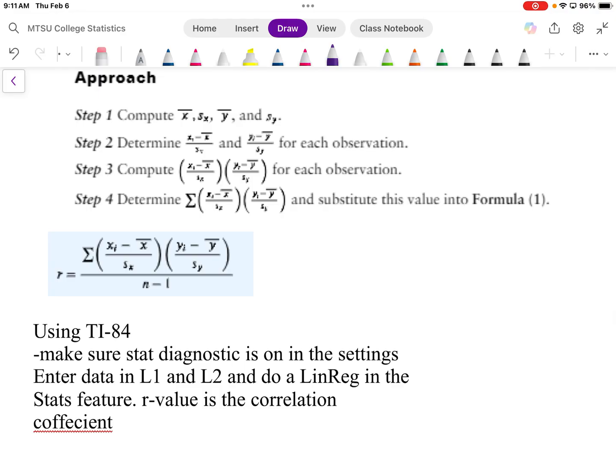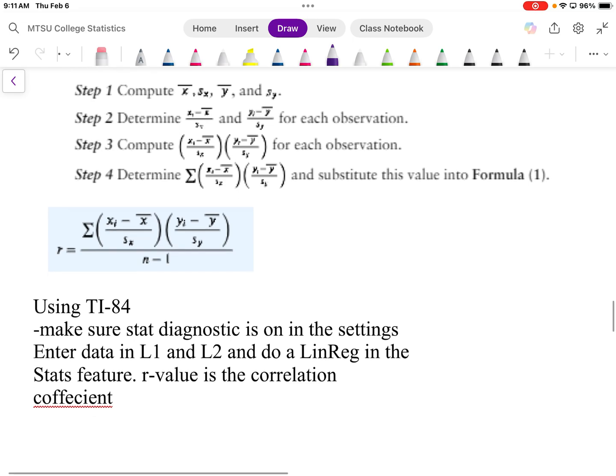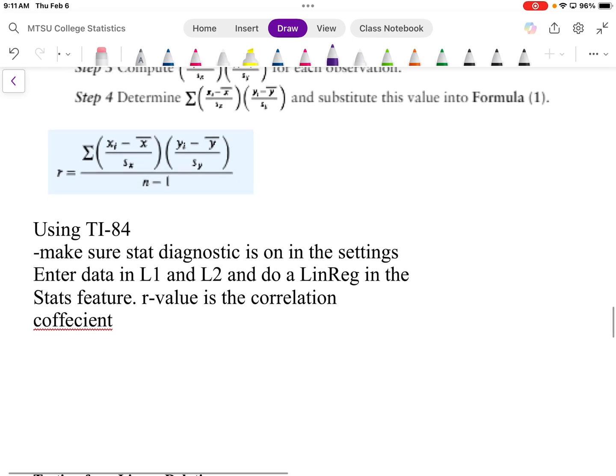You have to compute the x bar, the s sub x, and the y bar and the s sub y, so the standard deviation of the x and the y individually. You have to go through each of those individual steps, and then plug in the sum of all those multiplication terms, divided by n minus 1. The calculator is a lot easier, and that's why we're going to skip to that real quick. We're going to put our data in L1 and L2, and look for a function in the calculate menu that says LinReg.